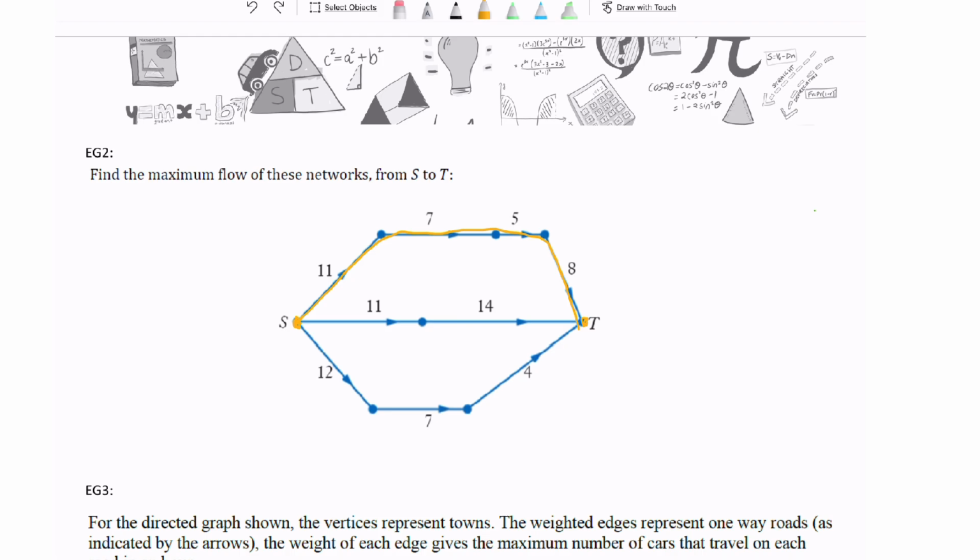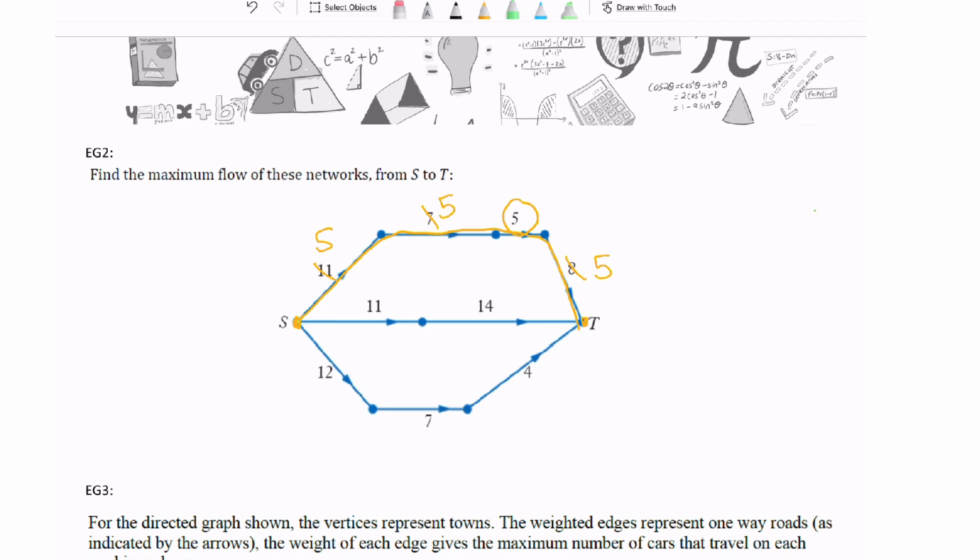Along that route that I've just done in yellow there, we're looking at the smallest number. 5, I'm going to circle it. 5 is my smallest number, which means that the most water that can flow through that entire path from S to T along that yellow route is 5. So it's always going to be that smallest value because you can't have any more than that fitting through. So I turn all of them to 5.